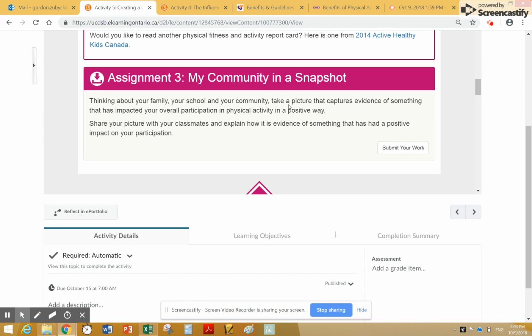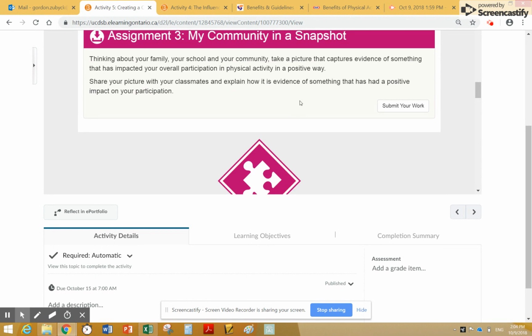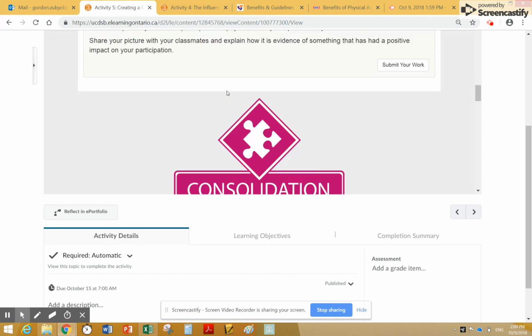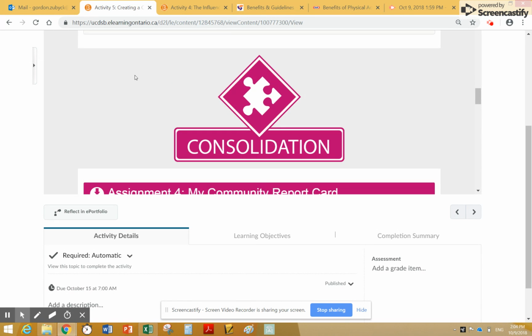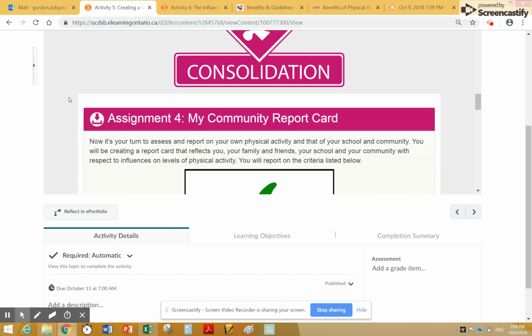Thinking about your community, take a picture that captures evidence of something that's happening positively in your community, and then share that and explain how it is evidence and how it had a positive impact on your participation. It could be a building, right? It could be the arena, or anything like that. Something in your community that's had a real positive impact on you.